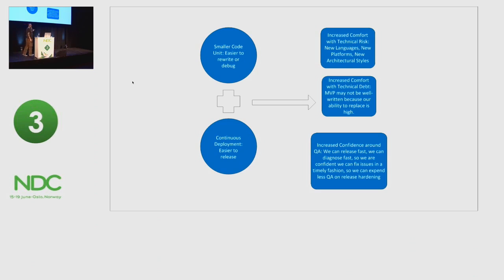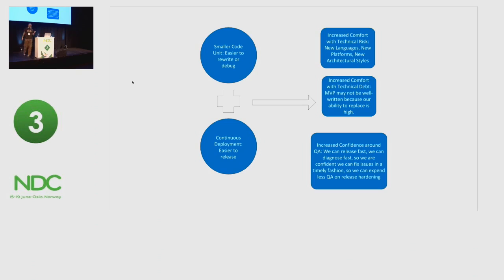So maybe I'm actually more comfortable about deploying without a long release hardening phase, because in the event I deploy out to production and it doesn't work, I just redeploy the old code, or I decide I can live with it and fix it and release a new version very rapidly. So you just turn that around much faster.